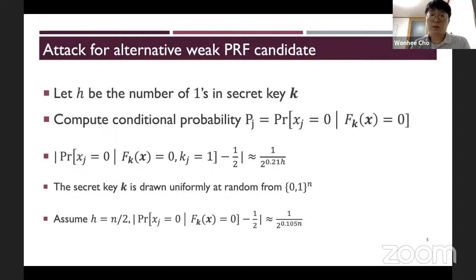Our attack is also simple. Let h be the number of ones in the secret key, then compute the conditional probability that the jth element of the input vector x is 0 when the output of the PRF is 0. We prove that if the jth element of the secret key is 1, then the difference between the conditional probability and one half is 1 out of 2 to the power 0.21 h. And also the secret key k is drawn uniformly at random, so we can assume that h is half of n.